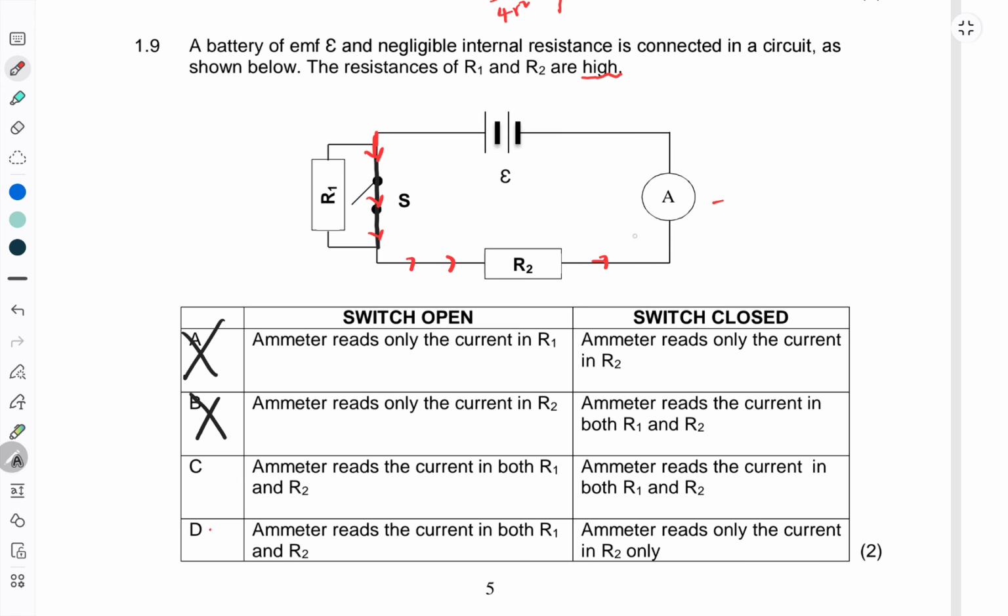So now it goes there. This means that the current being measured here is the current that will flow in resistor R2. So let's go look for that. Ammeter reads only current in R2.